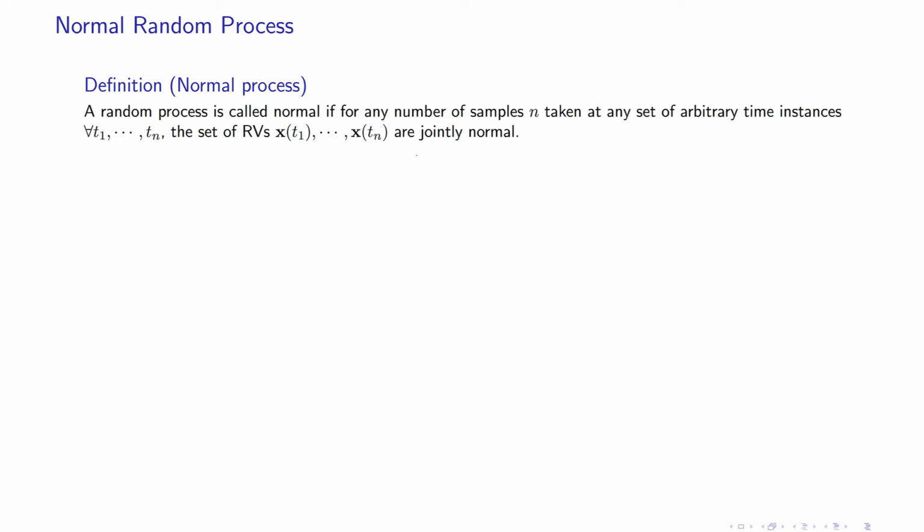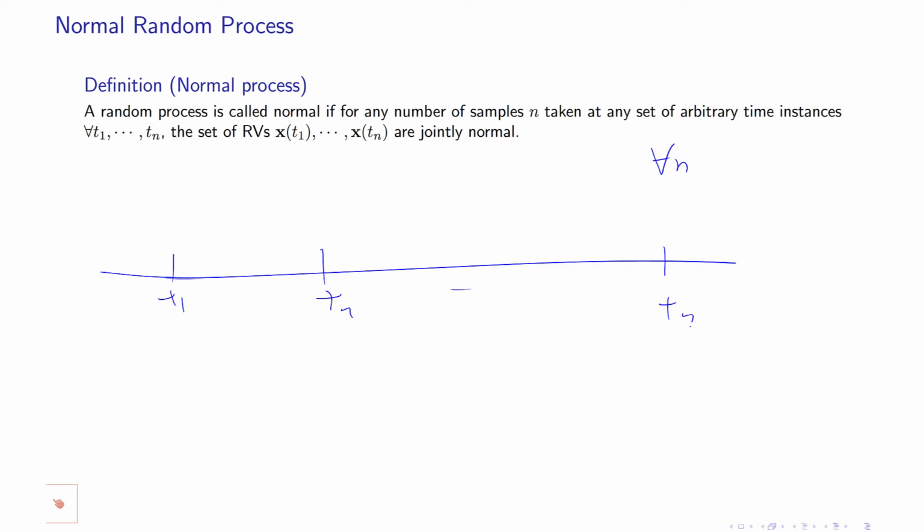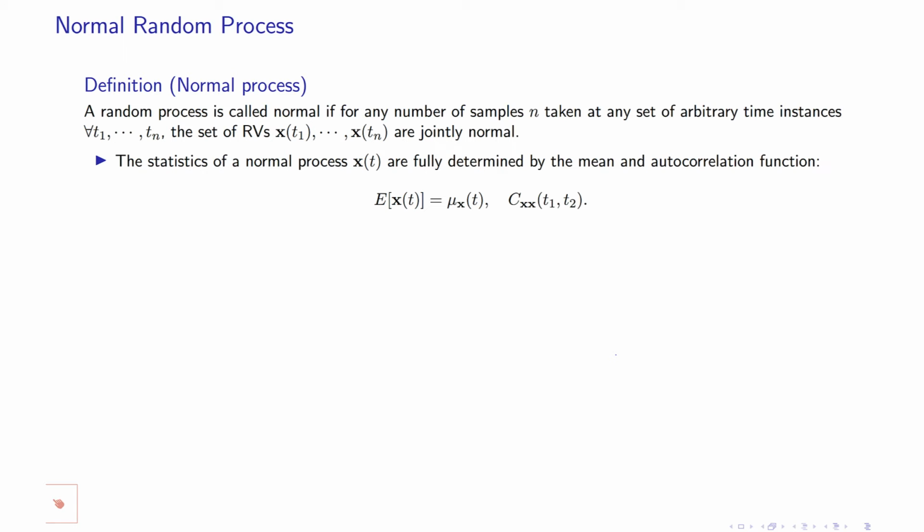If for any number of samples, like if you have time, and then you choose an arbitrary integer number n, and then take t1, t2, etc., and then tn, if you take these samples and these samples are jointly normal, you could say, oh, my random process is normal. So this is one definition. In that case, because they are jointly normal, a jointly normal random vector is characterized by the mean and covariance.